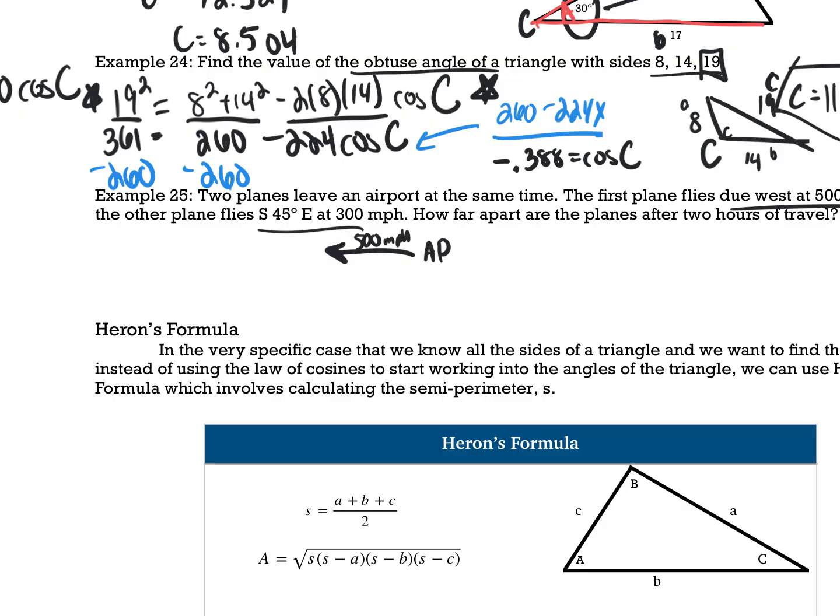The second one is going south 45 east. So if you remember, we make our border line here, and we pivot 45 degrees out this way, and that's a speed of 300 miles per hour. How far apart are they after 2 hours of travel? So now that we have the directions, let's build our triangle. After 2 hours, the first airplane traveled 1,000 miles, the second airplane traveled 600 miles, and the angle inside has to be both the 90 and the 45, so it's 135.